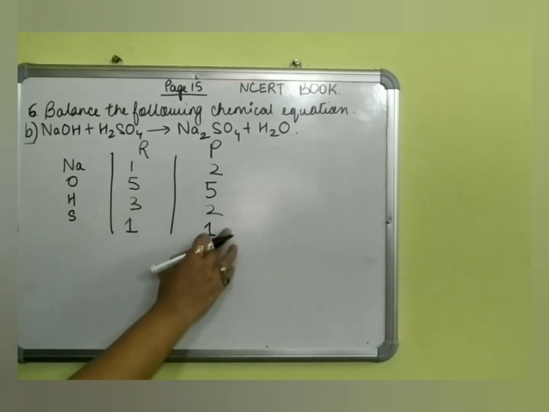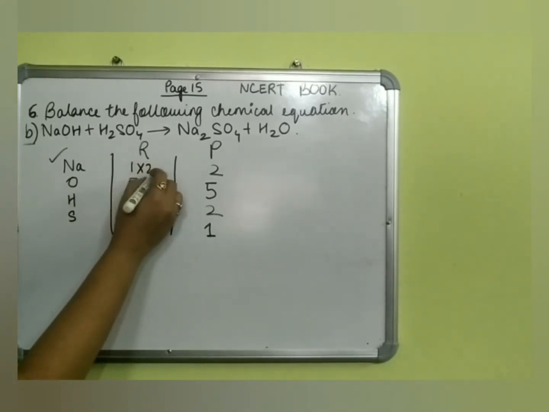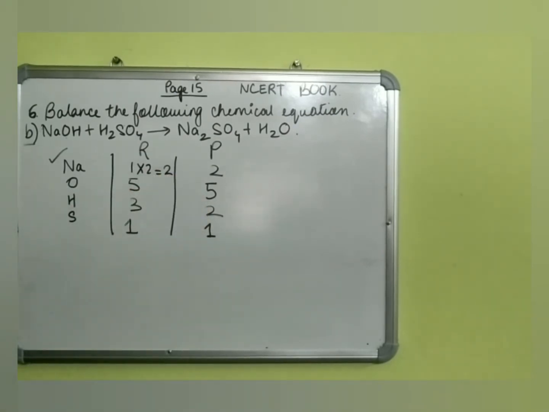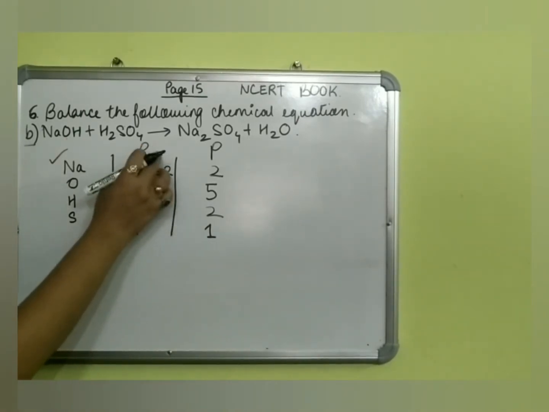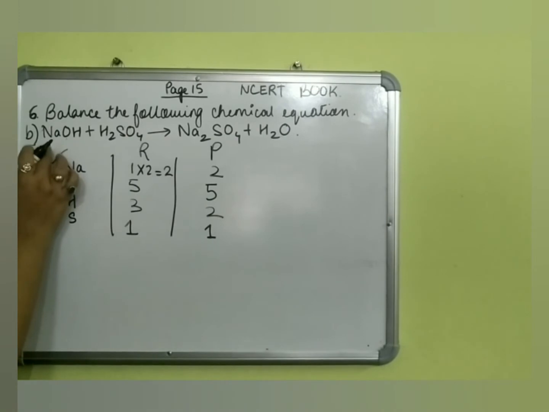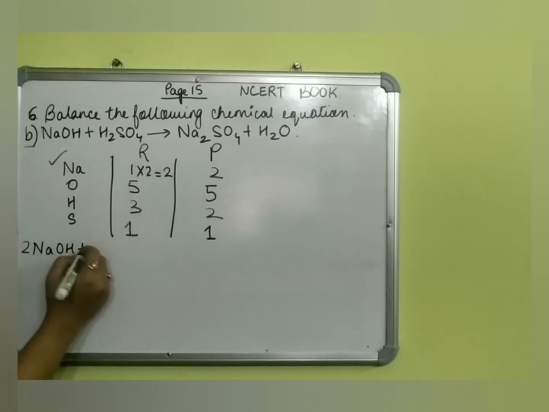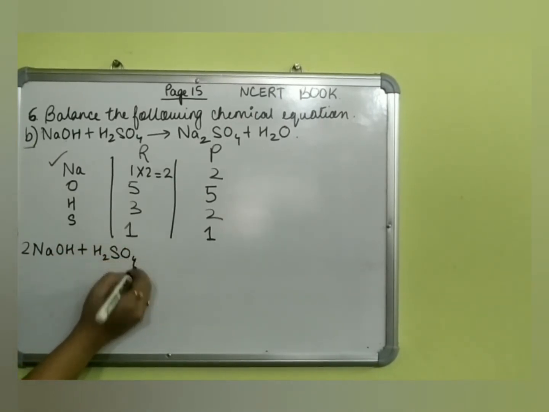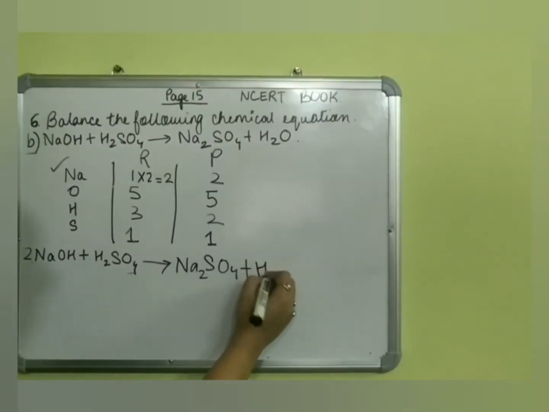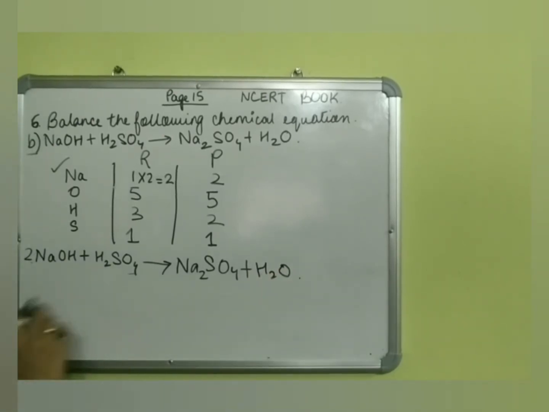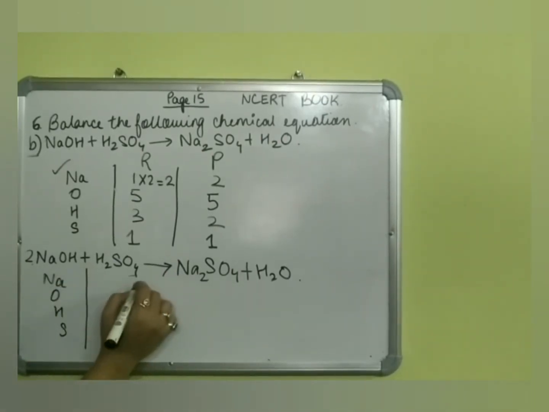Now let's take the number of sodium atoms and multiply this one with 2 so that we can balance this equation. 2 sodium in the reactant side and 2 in the product side. So I'm writing the new equation. For reactant I have written here 2, so here I have to give 2NaOH plus H2SO4 gives us Na2SO4 plus H2O. Again from this equation we will count the number of atoms in the reactant side and in the product side. So you have to write like this.